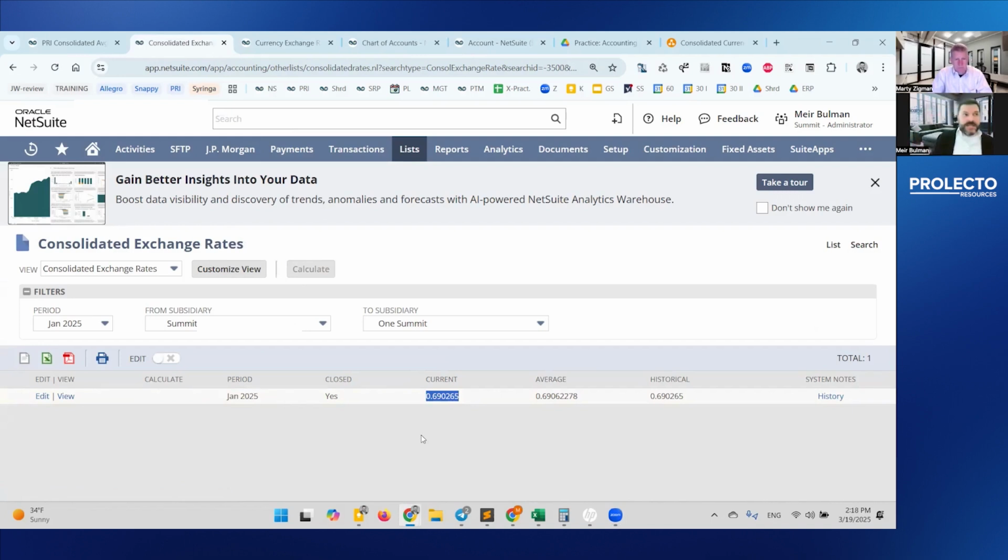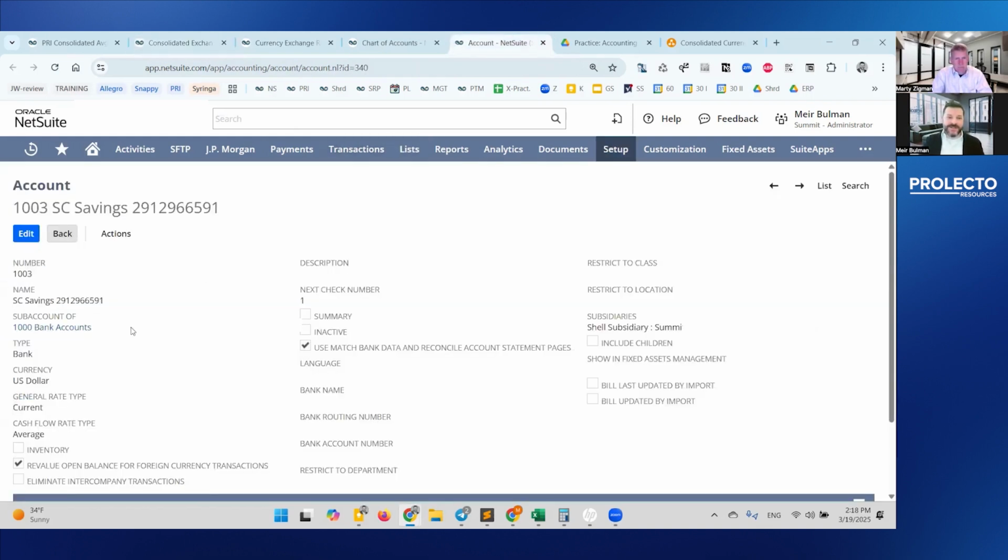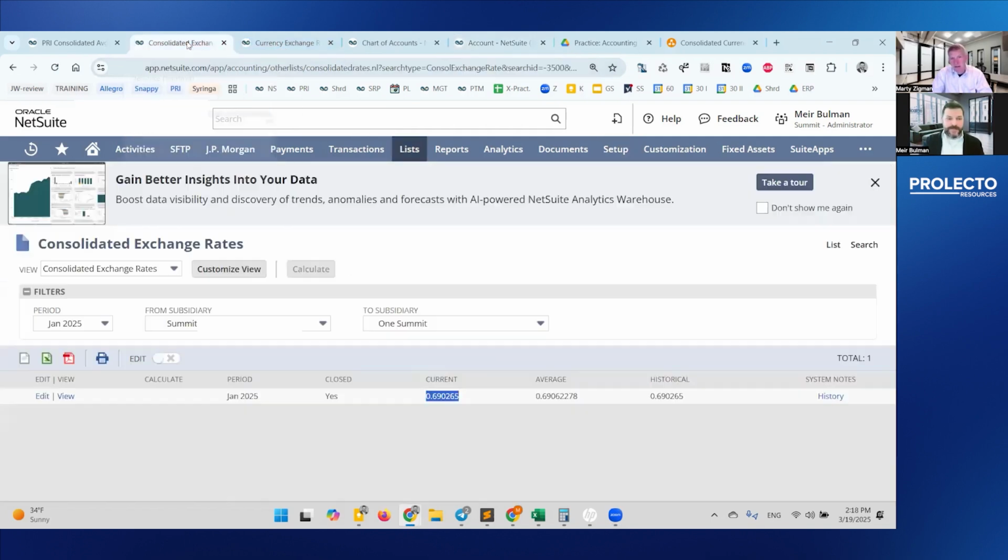Because current means at period end, and that's the rate NetSuite's going to use to translate accounts that are flagged to use the current rate. That makes sense. The bank account makes sense. It's effectively cash. Yeah. So I need to know what my real value is expressed in my consolidated currency, so it makes sense to value that at the current rate.